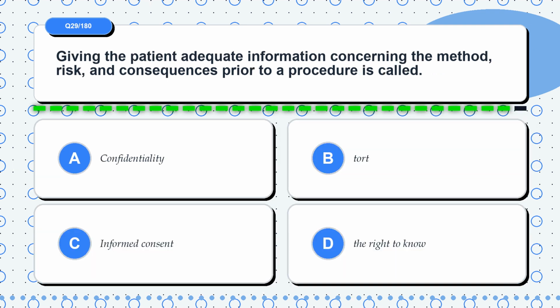Question 29. Giving the patient adequate information concerning the method, risk, and consequences prior to a procedure is called. Here are the options. Option A, confidentiality. Option B, tort. Option C, informed consent. Option D, the right to know.